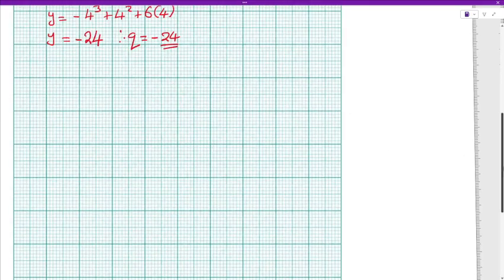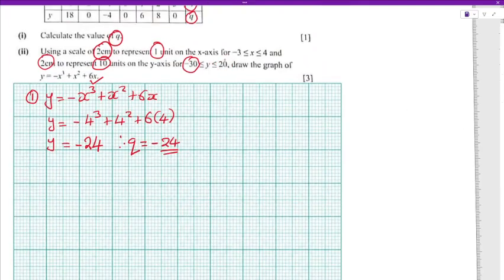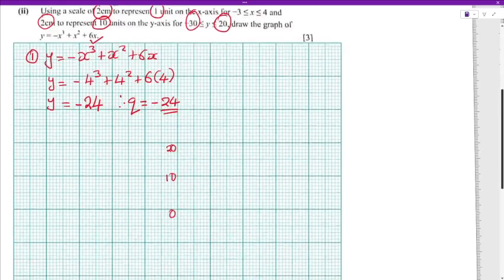So I can simply say, the positive for the y coordinate is 20, so I can put my 20 here, positive 20, so it's 10 units. Here we're going to put a 10, and then here we're going to have a 0. Up to negative 30, going downwards. So we scroll down, meaning here we're going to have negative 10, negative 20, negative 30.